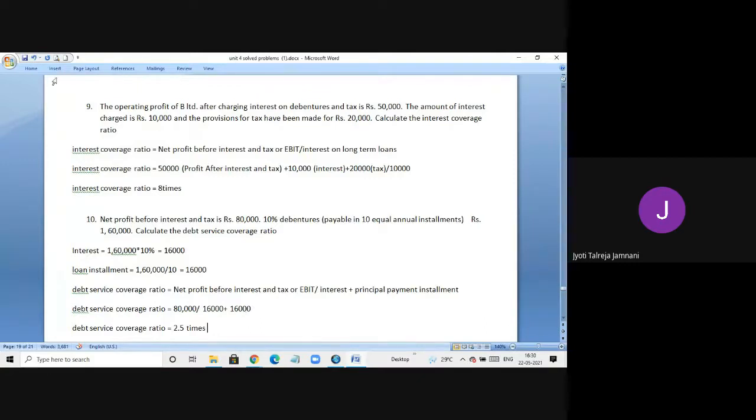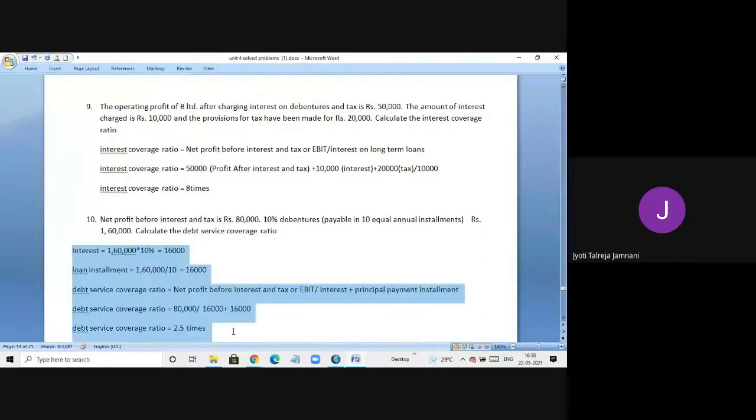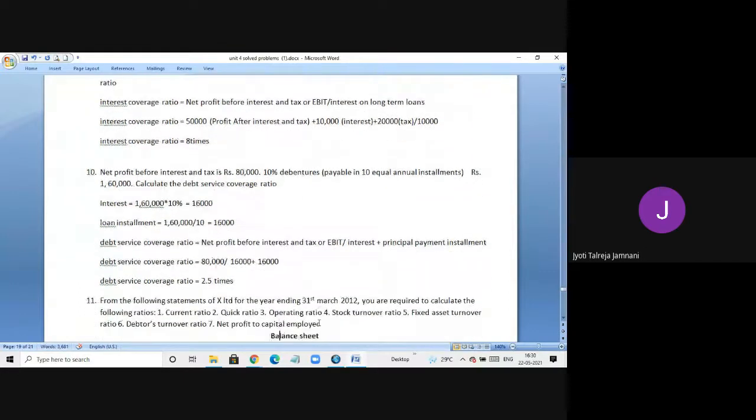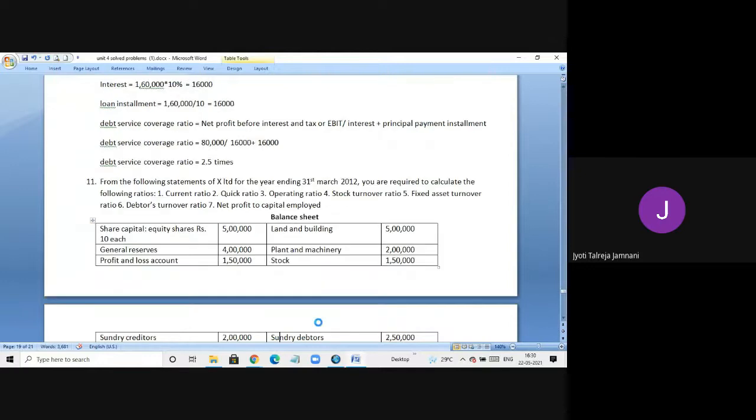So the difference between interest coverage ratio and debt service coverage ratio is, in case of interest coverage ratio, only interest payment, how many times you can do, that is taken care of. Whereas in case of debt service coverage ratio, not only the interest, but the repayment amount of the loan installment also needs to be considered. So that is the only difference. Otherwise, both are telling you how much profit you're earning to recover that particular interest or interest plus repayment.